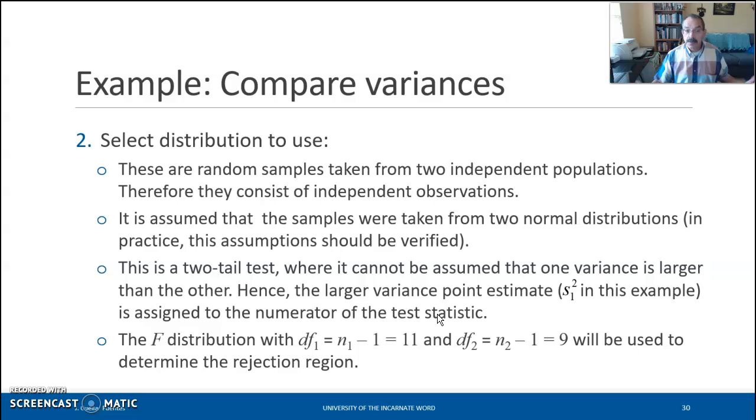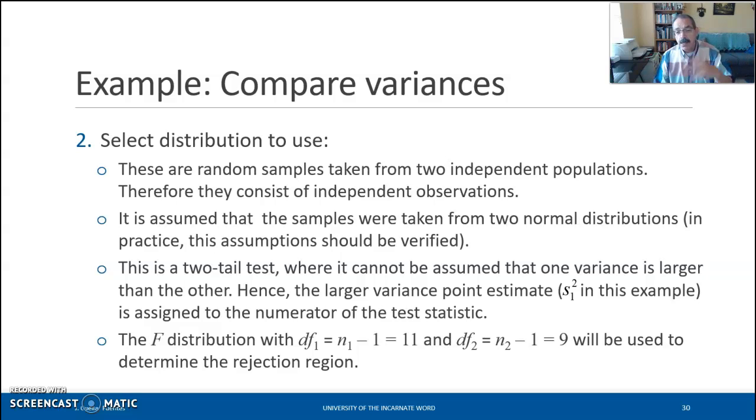All right, the second step is to select the distribution to use. These are random samples taken from two independent populations, and because these are random samples, the observations within each sample are independent. Also, there is nothing said about what the distributions are for these two populations, but we're going to assume that they're normally distributed. In practice, we will have to look at the data that was collected and determine whether or not they are normal. This is a two-tail test, so it is not assumed that one variance is larger than the other.